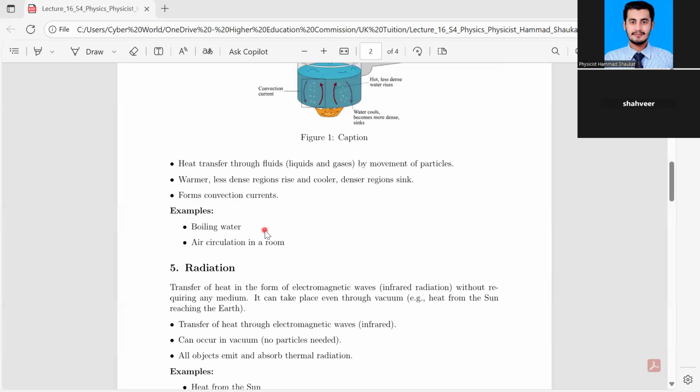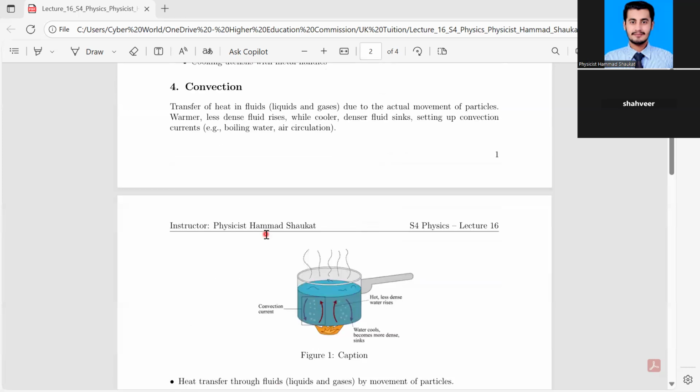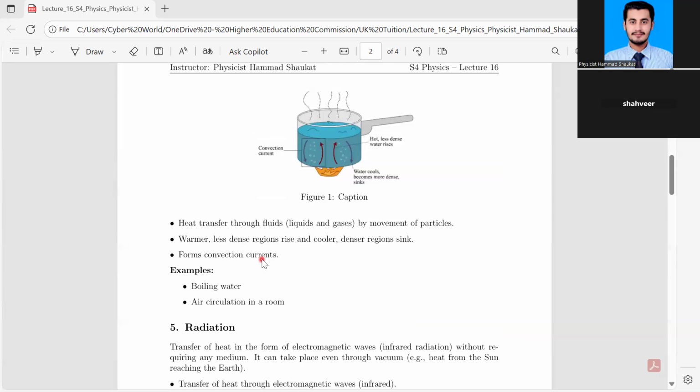Any question regarding convection? No. Okay. So can you tell me, does convection happen in solids, liquids, or gases? Liquids and gases. Right. And conduction happens in solids. Only solids. Right. Okay.